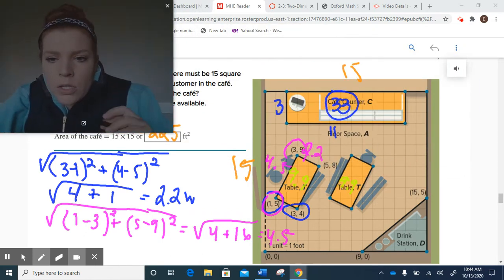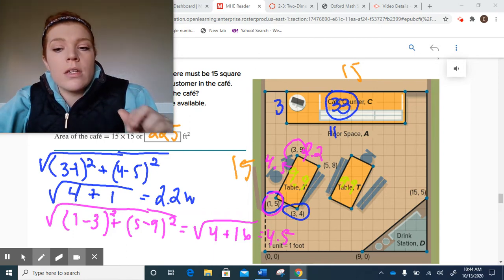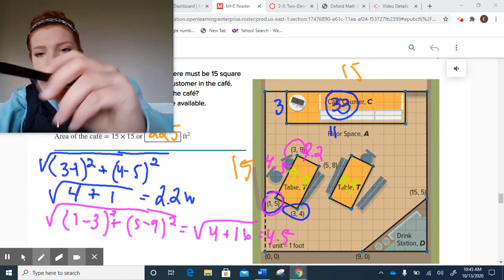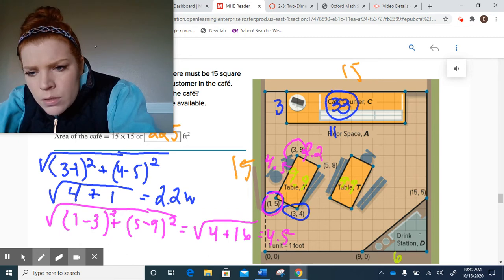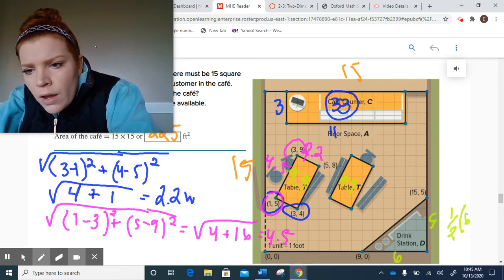Okay, so let's do the drink station. Drink station is a triangle. Area of a triangle is 1/2 the base times the height. The base is 1, 2, 3, 4, 5, 6. And the height is 1, 2, 3, 4, 5. So 1/2 times 6 times 5 is 15.